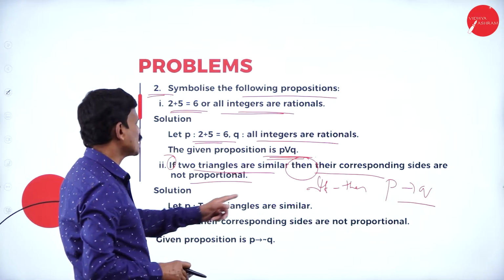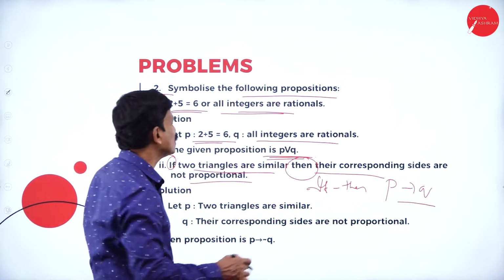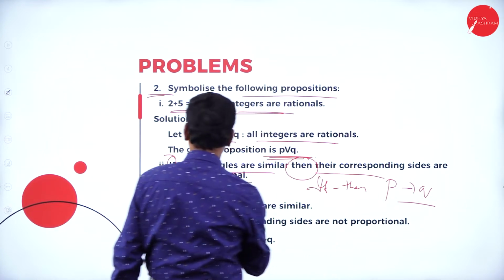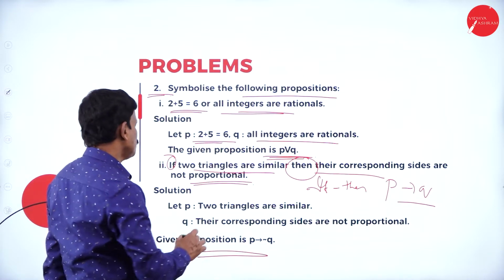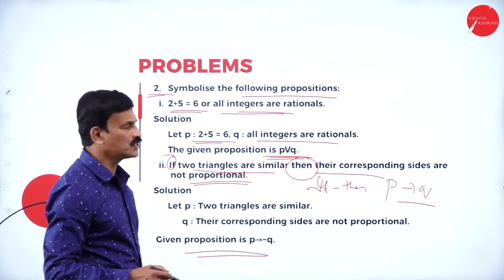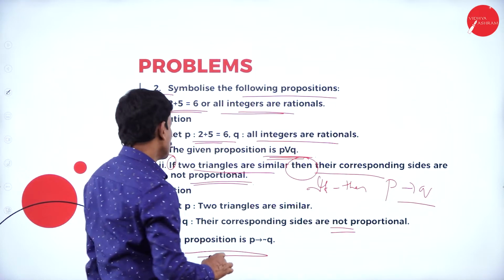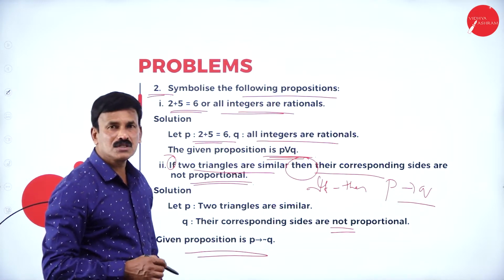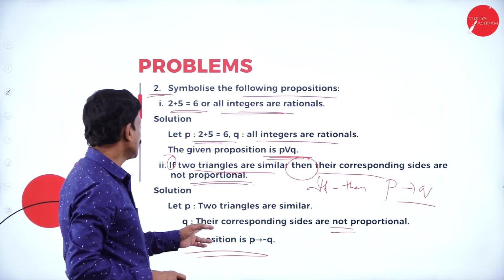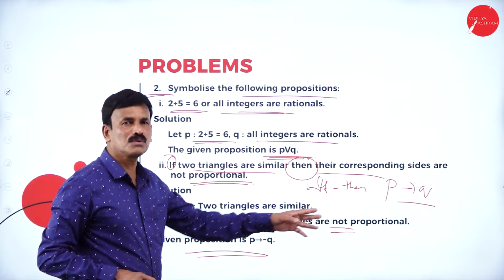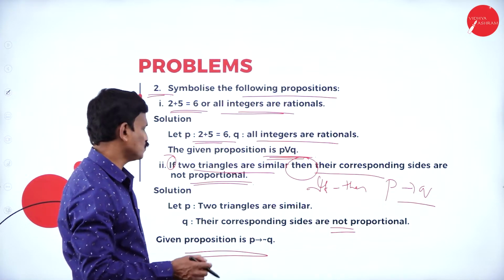Now here, P conditional to Q. What is P? Two triangles are similar. What is Q? Their corresponding sides are not proportional. Here, their corresponding sides are not proportional. How to write this? The given proposition is P conditional to negation of Q, since we have taken not, which is nothing but the negation of Q. So P conditional to negation Q is nothing but: if two triangles are similar, then their corresponding sides are not proportional.